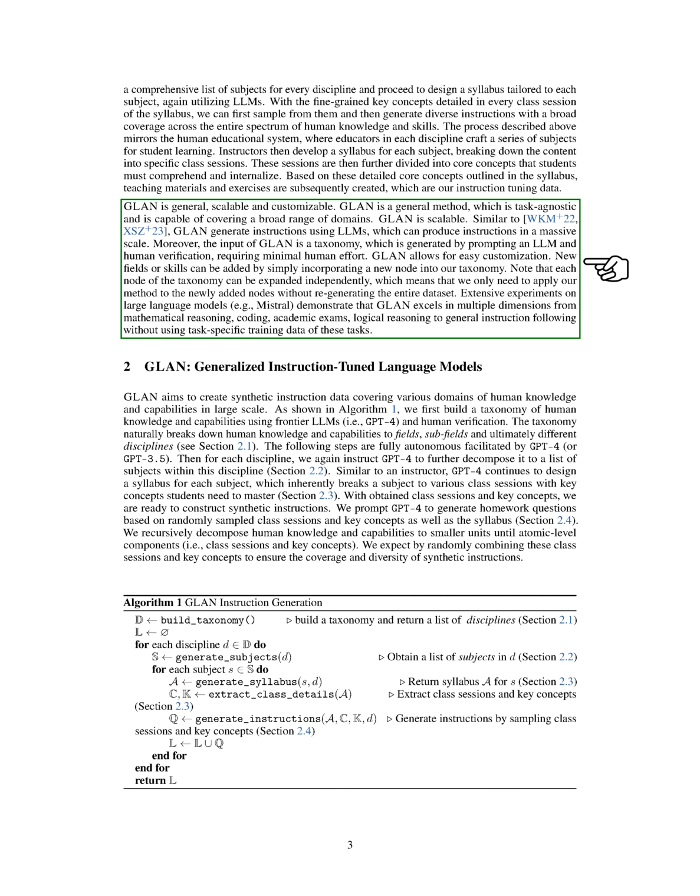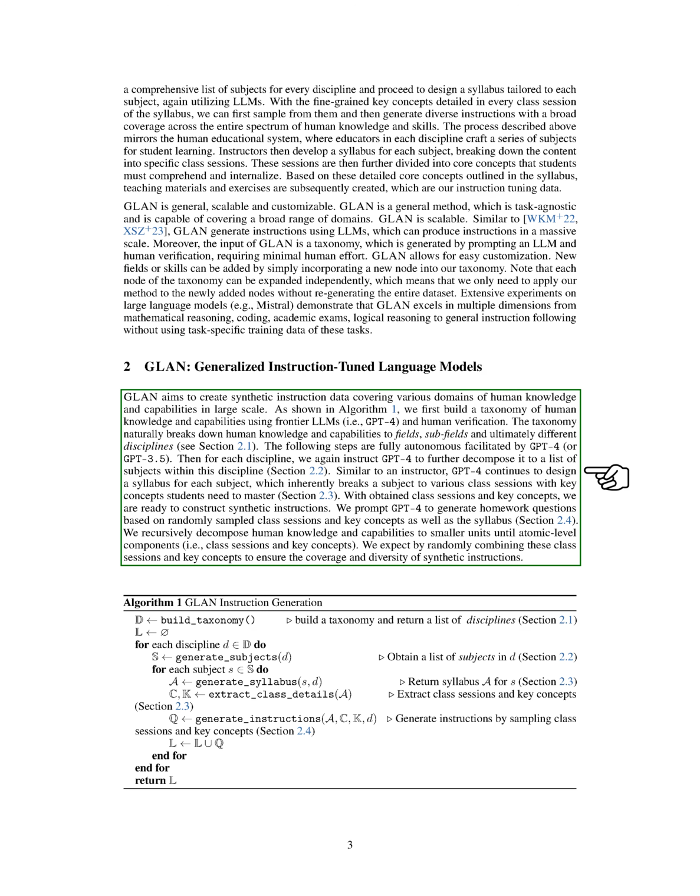Section: GLAN, Generalized Instruction Tuned Language Models. In this section, we introduce GLAN, which stands for Generalized Instruction Tuned Language Models. Our goal with GLAN is to generate a wide range of synthetic instruction data that spans various areas of human knowledge and skills on a large scale.